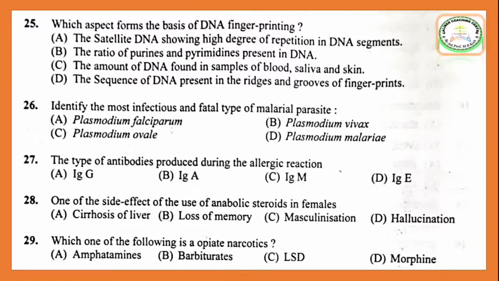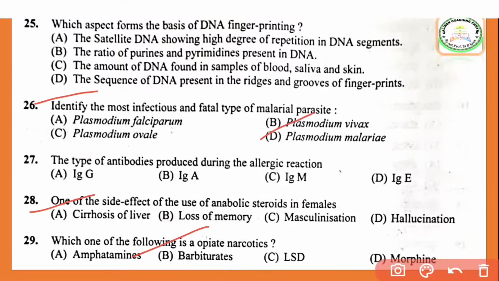Which aspect forms the basis of DNA fingerprinting? If you want to see the options, you can go for it. The answer for the 25th question is option A: the satellite DNA showing a high degree of repetition in DNA segments. This is the correct answer for the 25th question.